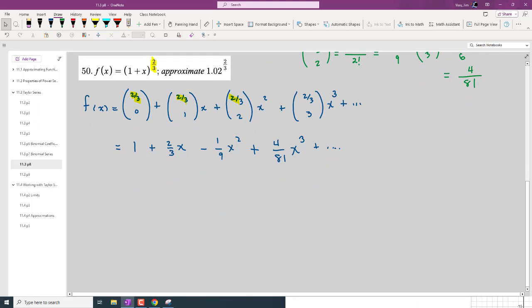Would it be incorrect to put minus... No, okay, yeah, it doesn't matter. If we know the next term's going to be minus, we can put a minus. Yeah, totally fine. What is the x value in this case?